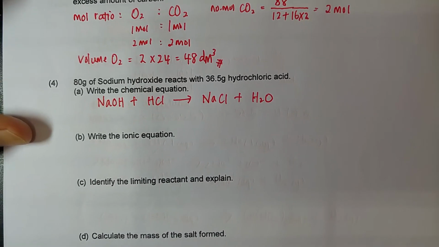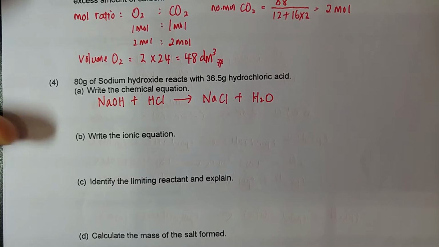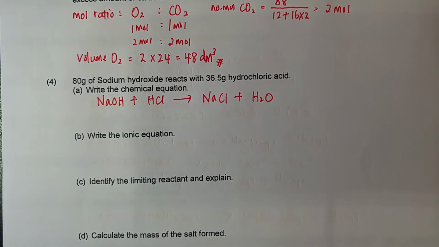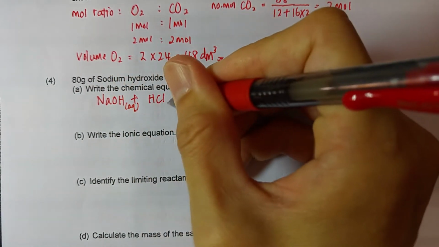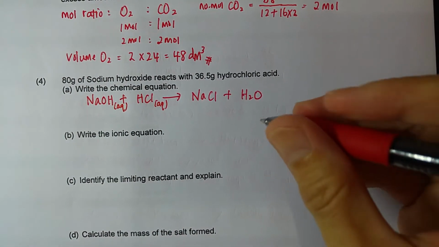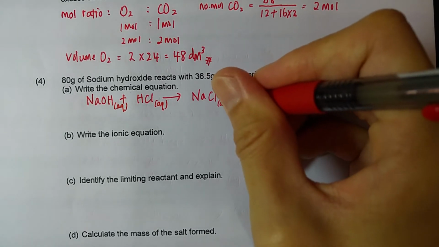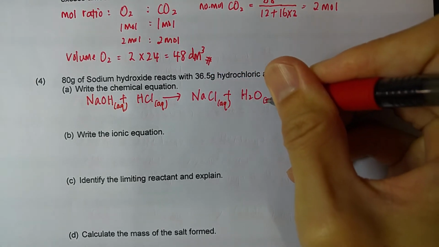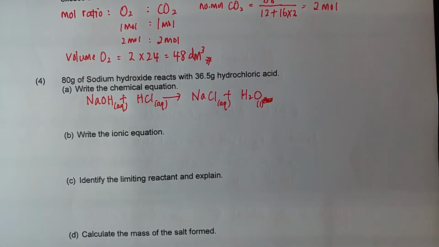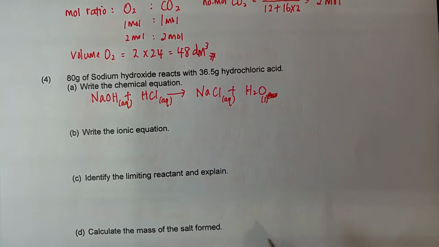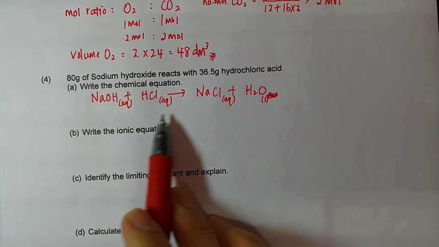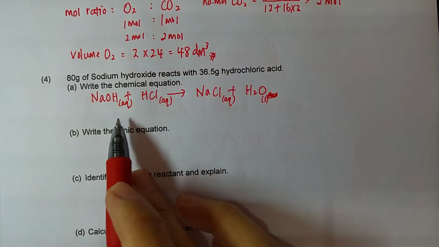Now for part B, is to write the ionic equation. In order to write the ionic equation, the first step is to have a balanced chemical equation with the state symbol. The state symbol is not required for part A, but I'll just add it in. You wouldn't know the state symbol if you have not learned the chapter on acid and bases. This is actually liquid. Okay, ionic equation. First step, balance chemical equation with state symbol. Done already. Second step is to split if it is aq.